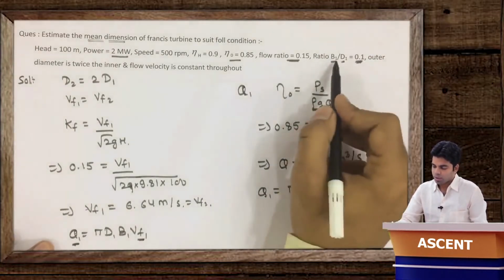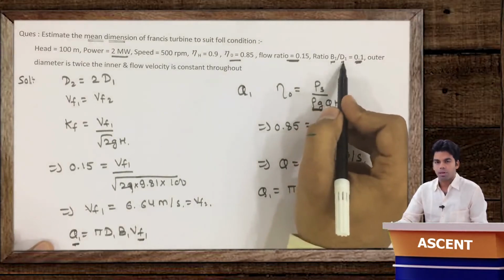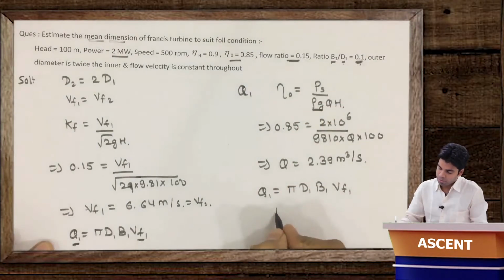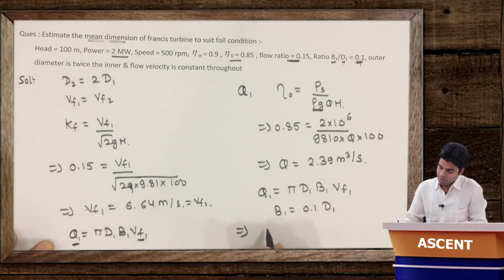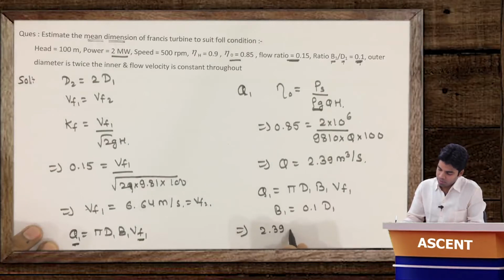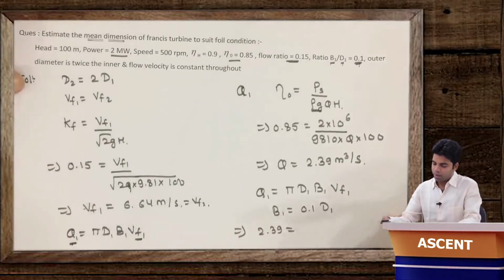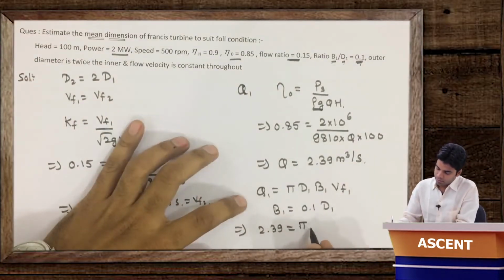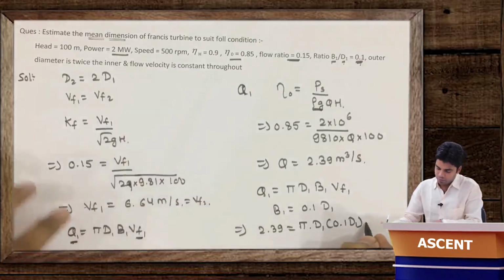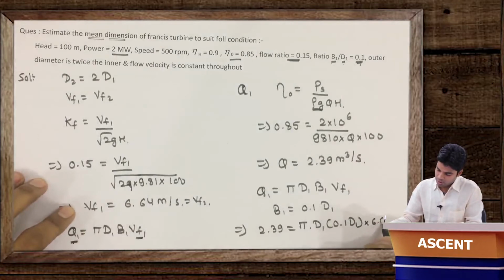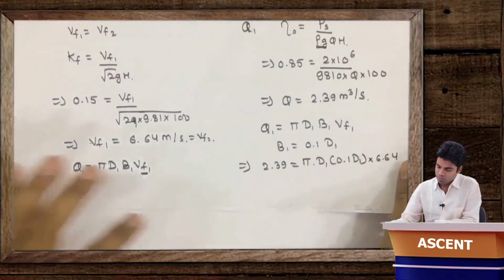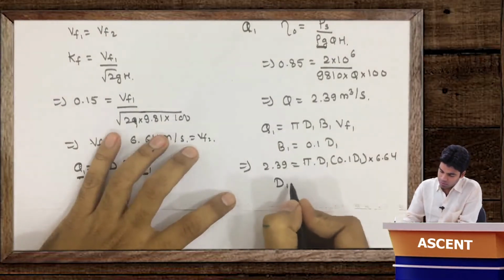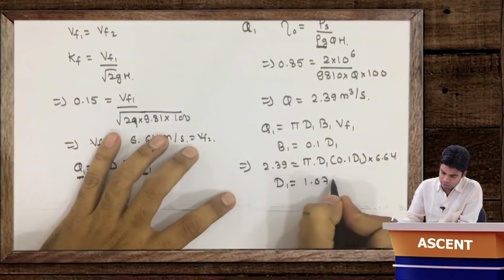Okay, so we can write this B1 as 0.1 times D1. Just put the value: this Q, which is 2.39, is equal to pi into D1 into 0.1 of D1 into VF1, which is 6.64. So we just have the one variable here, which is D1. From here we can determine the value of D1, which will be equal to 1.07 meter.